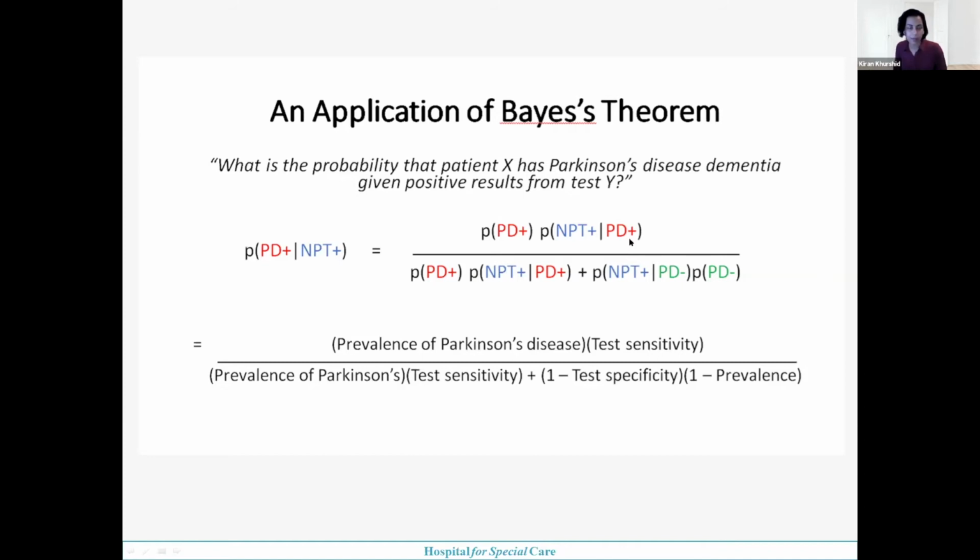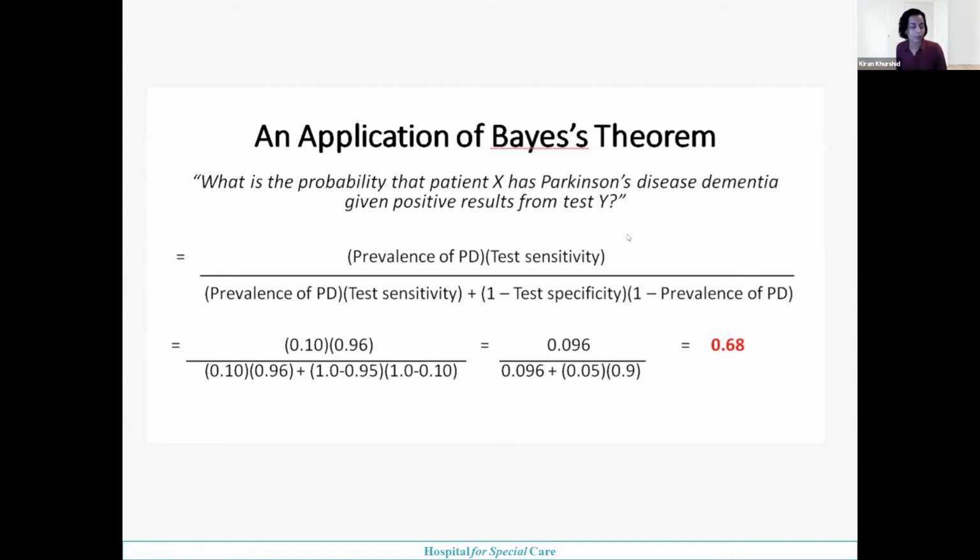And so the next slide shows some guesstimated numbers, based on MoCA data. If we had somebody with Parkinson's disease come into a clinic and we gave them a MoCA and they scored below 24, they'd have a 68% probability of having cognitive impairment or Parkinson's disease dementia.